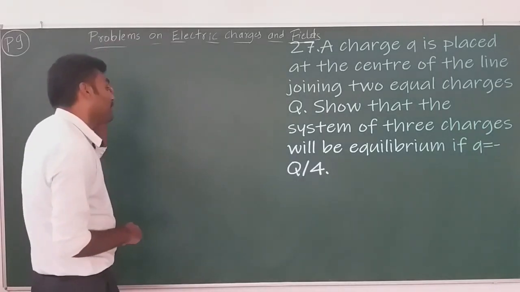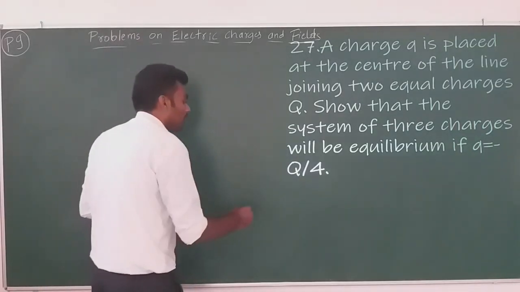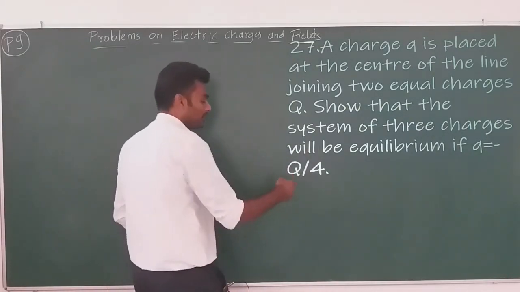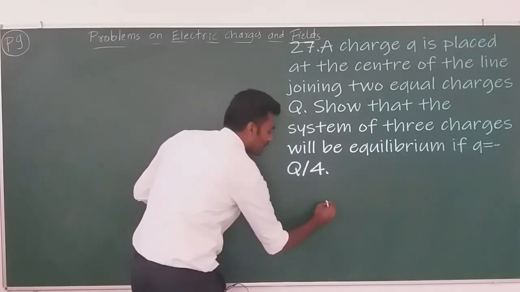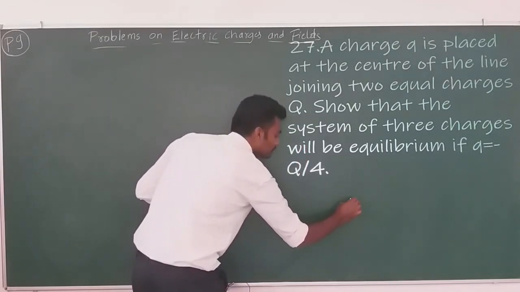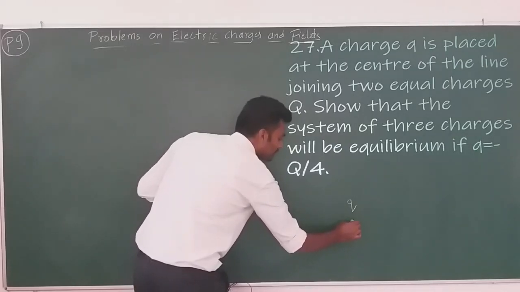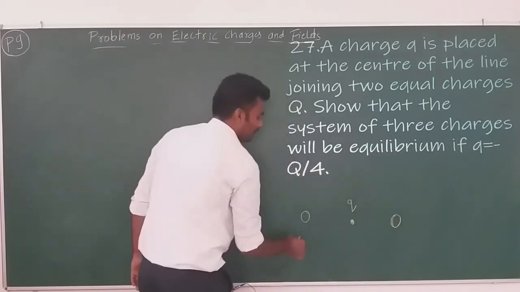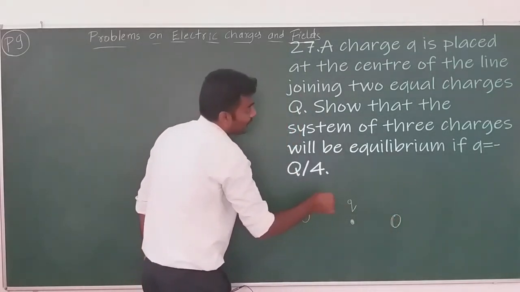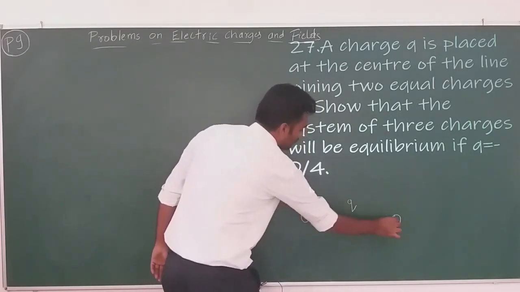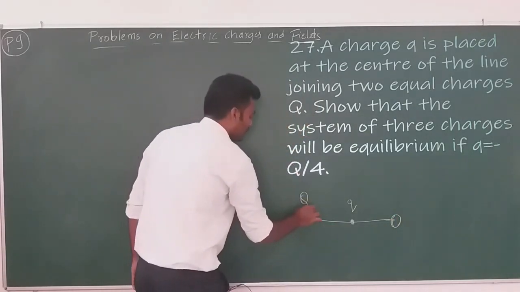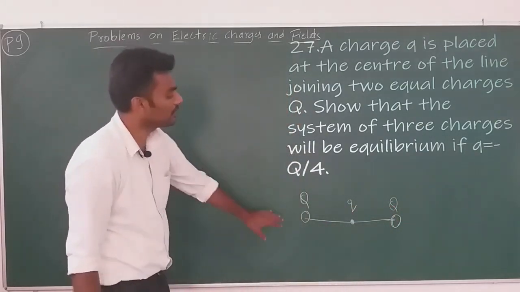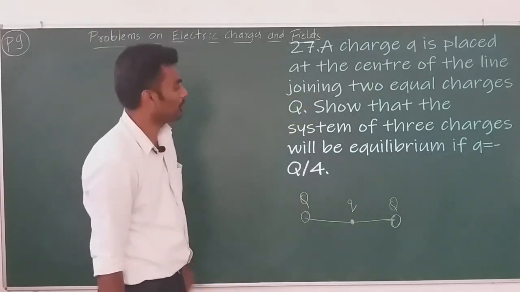Right. So, now we have a system with three charges in it. One of the charges, small q, is placed between two charges. It is actually at the center of the line joining these two charges. These two charges are capital Q and capital Q, right. This is how the arrangement is according to the given problem.